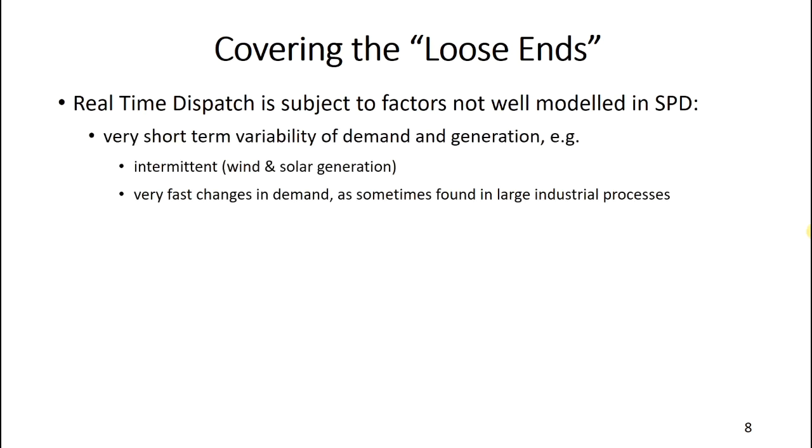For example, very short-term variability of demand or generation, for example, intermittent generation, that's wind and increasingly solar, or very fast changes in demand, as sometimes you might find on a large industrial site. Secondly, we have the risk of failures. That could be either a generator or it could be a transmission line in the grid.